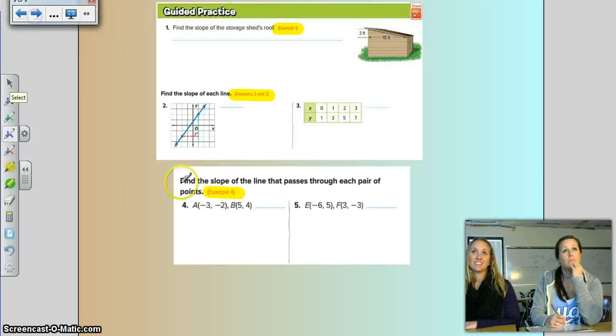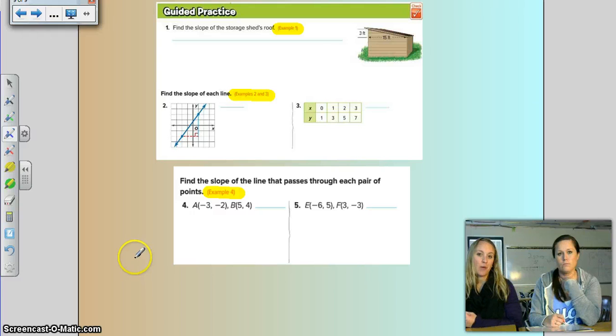Okay, so here's your guided practice. I've highlighted where you can go back. Find the slope of the shed's roof. Go back to example 1 if you don't know what to do, and watch example 1 again. Same thing here, example 2 and 3, and the last one is example 4. Be sure to fill this out because it's really going to help you tomorrow.